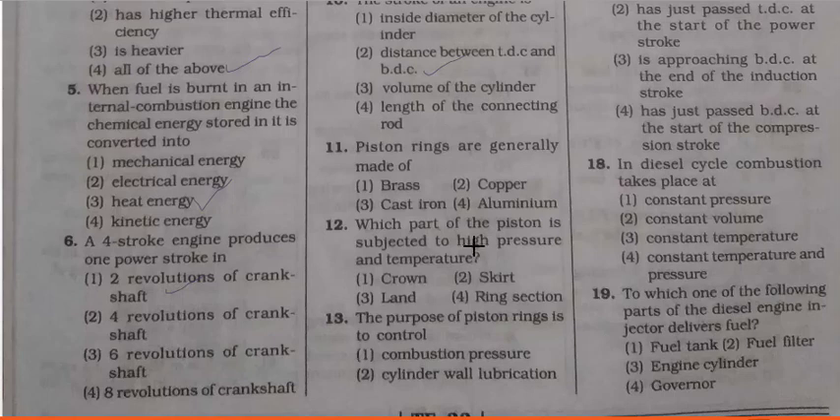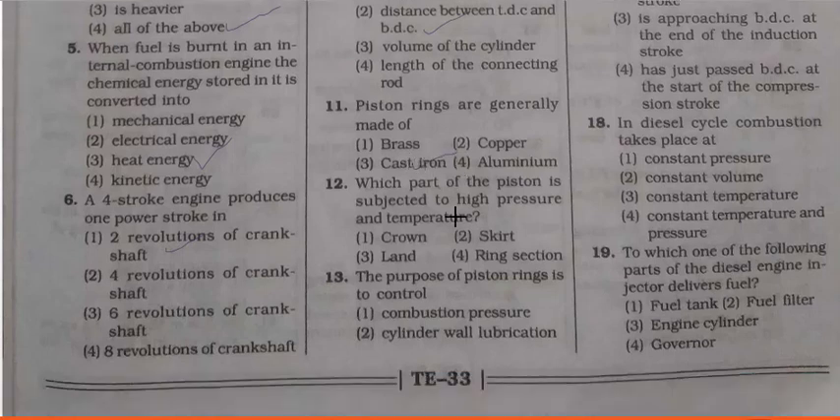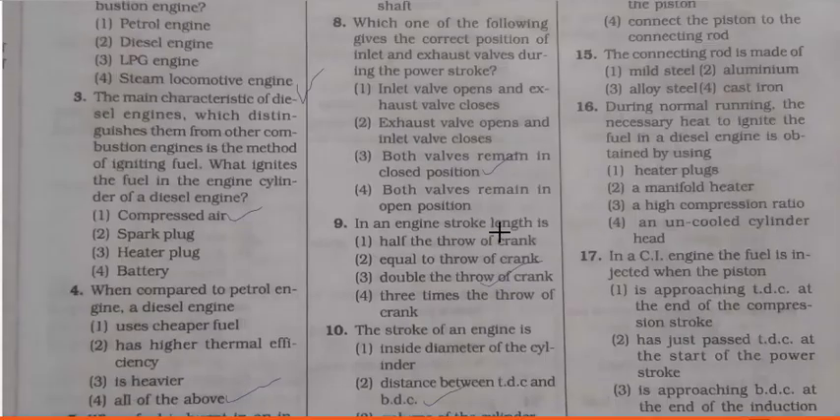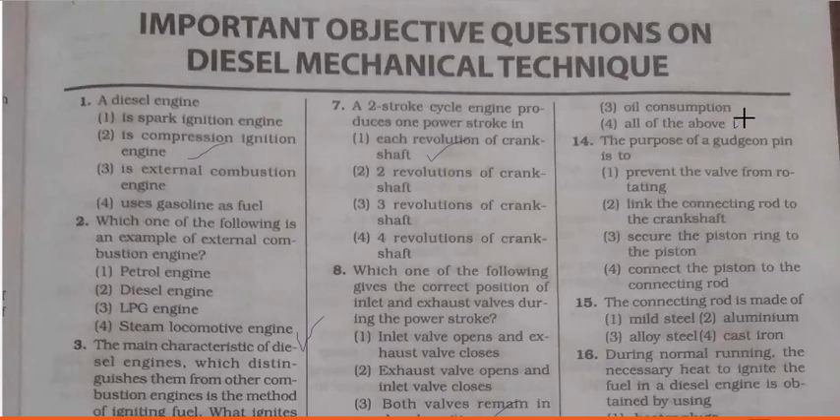Piston rings are generally made of cast iron. Which part of the piston is subjected to high pressure and temperature? Crown. The purpose of the piston ring is to control all the above. The purpose of the gudgeon pin is to connect the piston to the connecting rod.